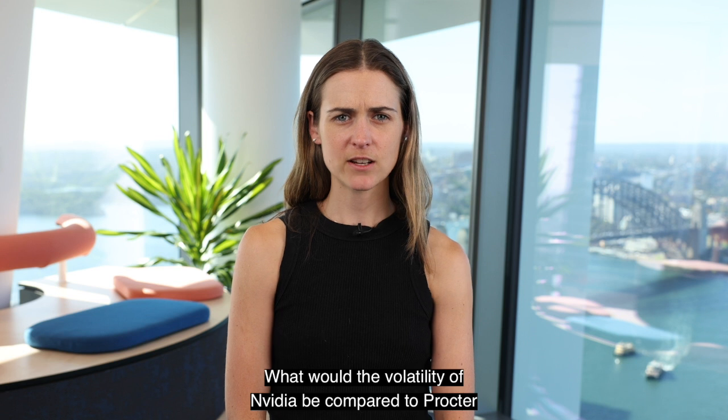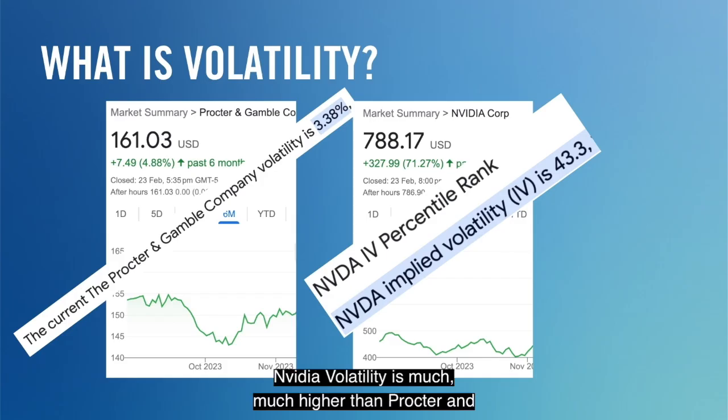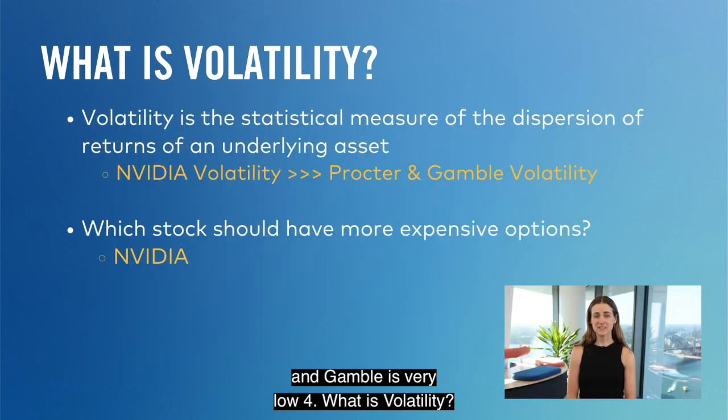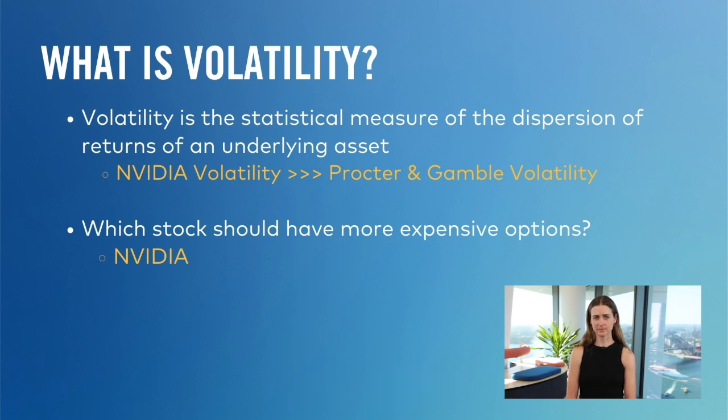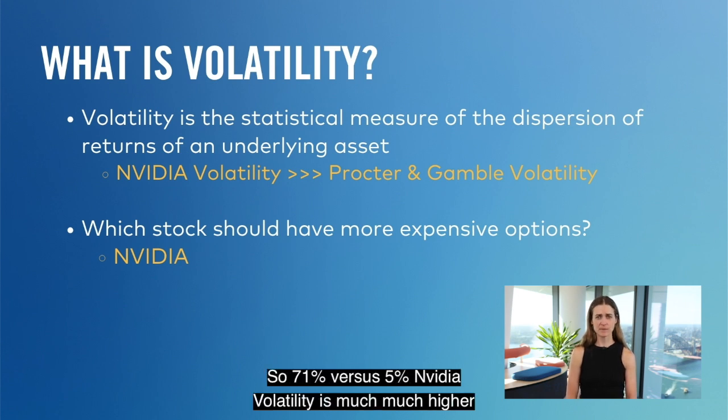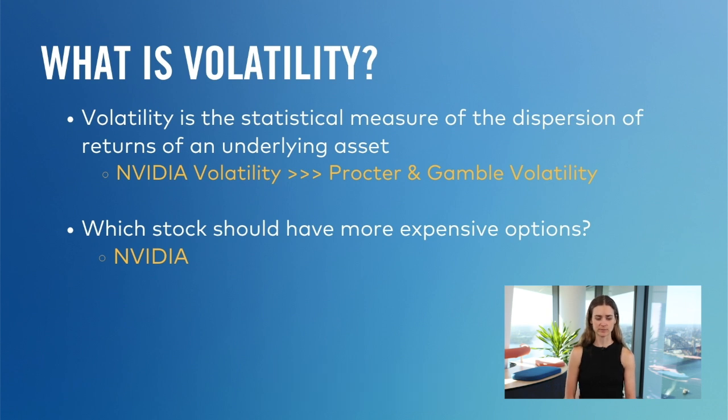What would the volatility of NVIDIA be compared to Procter & Gamble? NVIDIA volatility is much, much higher than Procter & Gamble, trading at about 44 at the moment versus Procter & Gamble's very low 4. What is volatility? Technically, volatility is the statistical measure of the dispersion of returns of an underlying asset. So 71% versus 5%, NVIDIA volatility is much, much higher than Procter & Gamble. And therefore, NVIDIA should also have more expensive options.